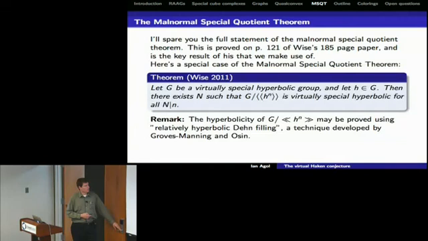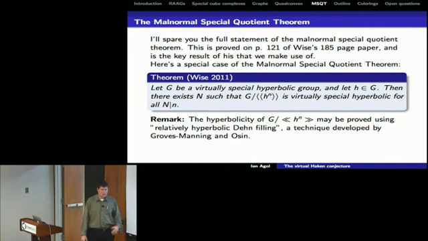So let G be a virtually special hyperbolic group, like one of these groups with a quasi-convex hierarchy, and take any element in the group. Then there exists some power capital N so that if I kill any power of that element that's a multiple of capital N, then that will also be a virtually special hyperbolic group.